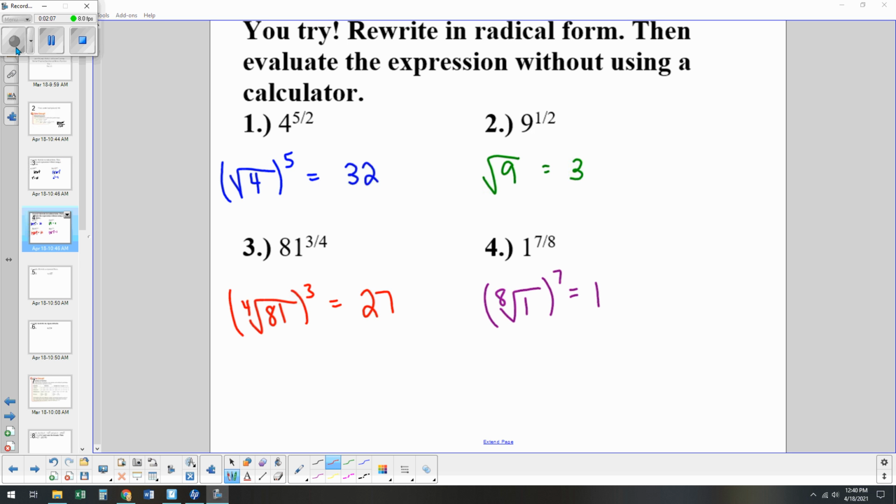All right, so let's check these. All right, number 1 is the square root of 4 raised to the 5th power, which is 32. Number 2, there was no number on top. It was just a 1, so the power is 1. We don't have to write that. So it was just the square root of 9, which is 3. Number 3 was the 4th root of 81 raised to the 3rd power, which is 27. And number 4 was the 8th root of 1 raised to the 7th power, which is just 1.